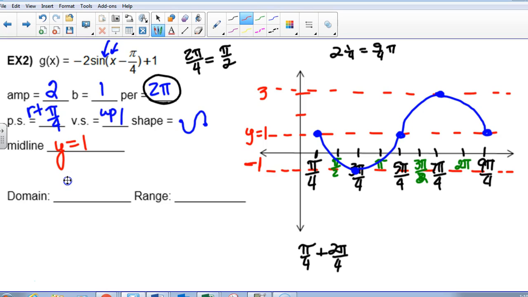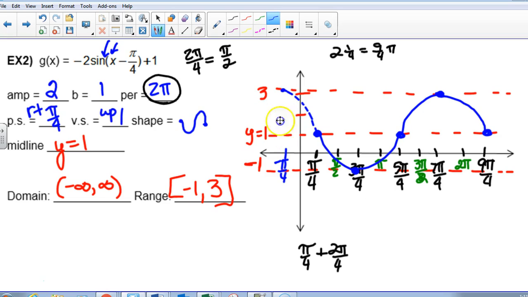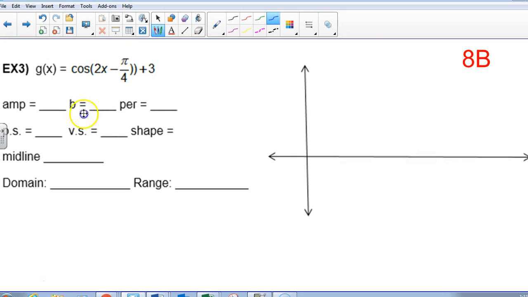All right. Domain and range, anybody? And -1 to 3. Okay. If we continued this graph, I just want you to check this out. At negative pi over 4, it would have a maximum over here. So this could have been a cosine shifted to the left pi over 4, right? Do you see where the cosine piece of it fits in there, maximum to maximum? All right. Number 3.